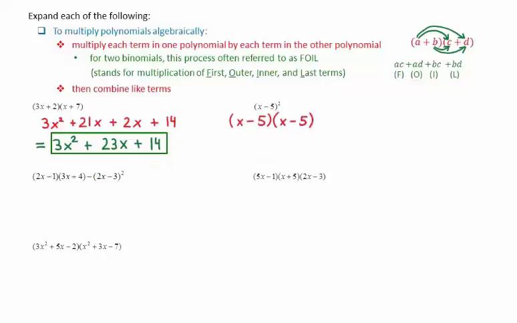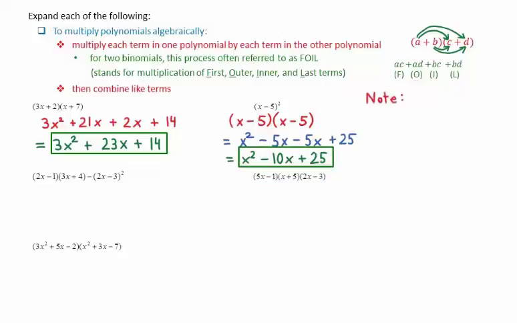For x minus 5 squared, we would first want to write this out as x minus 5 times x minus 5. Using FOIL, x times x is x squared. X times negative 5 gives negative 5x. Negative 5 times x is another negative 5x. And negative 5 times negative 5 gives positive 25. We can then combine the negative 5x minus 5x, giving us x squared minus 10x plus 25.